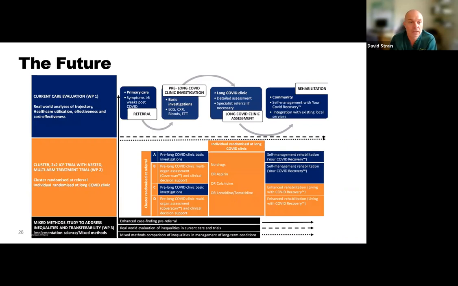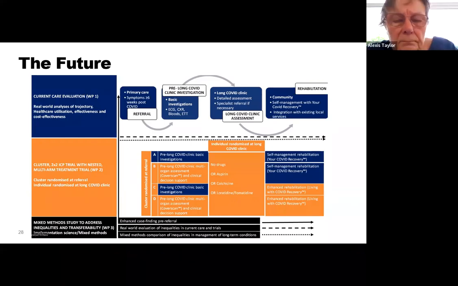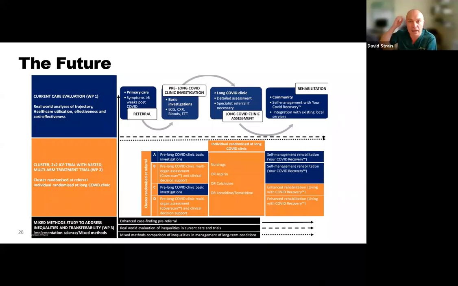What we have done is put together 3 work packages. The first was going to be a work package looking at the social determinants of how long COVID is currently treated. The second is a study that I'm going to talk more about in just a moment. And then the third is looking at how we may be able to take the learnings of our new disease and our new pathway into other disease areas.